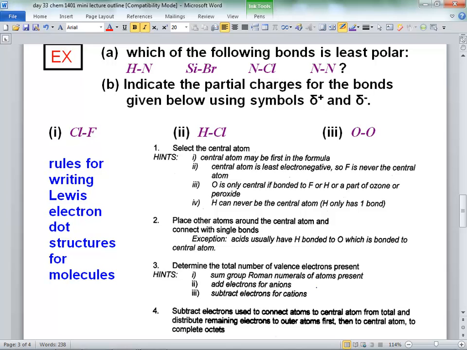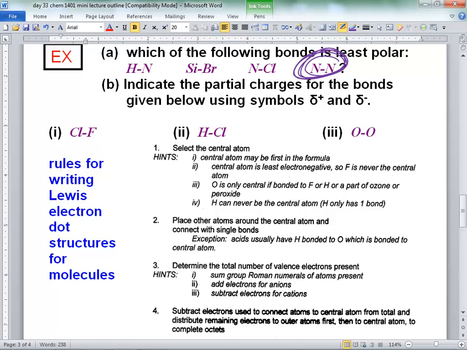N and N. She saw it. It's kind of a trick question, right? Because they're exactly the same. So there is no electronegativity difference. Indicate the partial charges of the bonds using the symbols partial plus and partial minus.